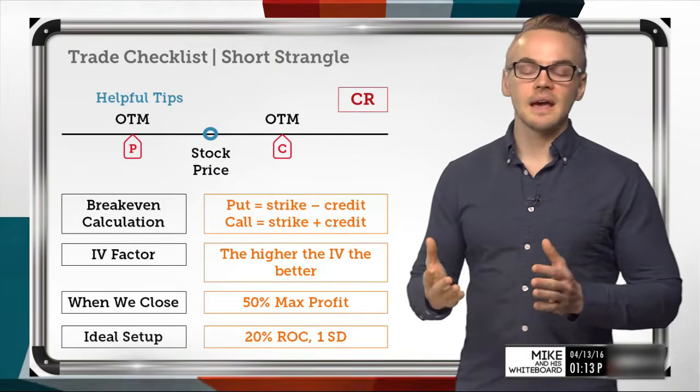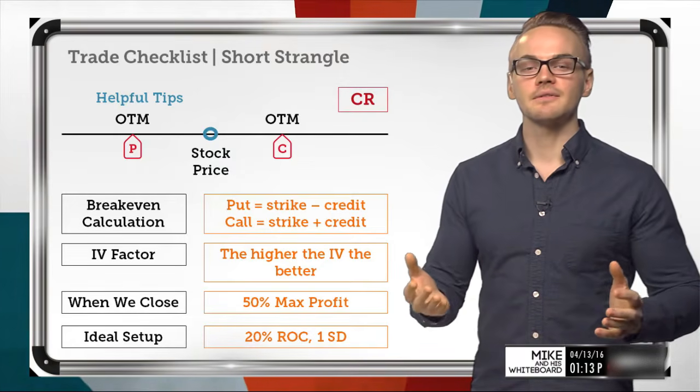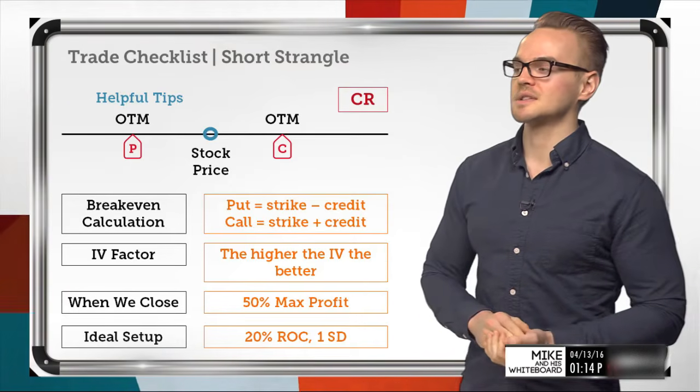So when I get that risk reward that's not very beneficial to me because I've already reached a healthy value of the max profit that I can receive, I'll look to close it at around 50% max profit.